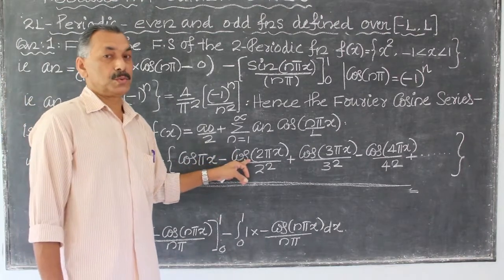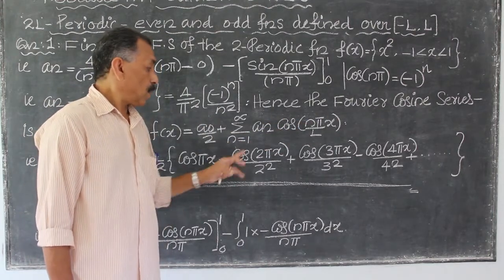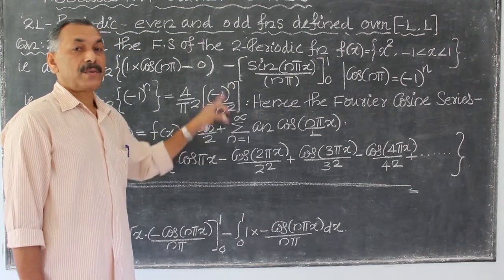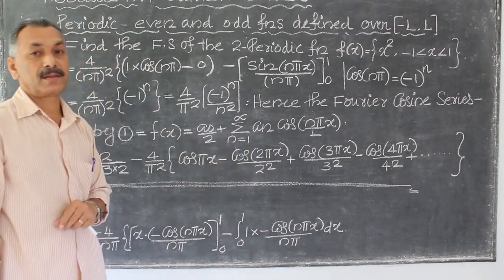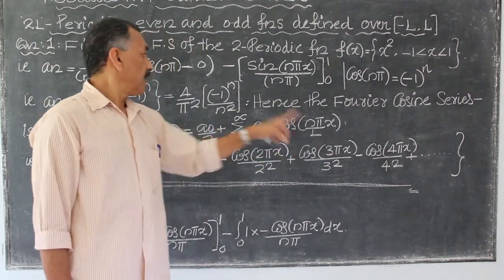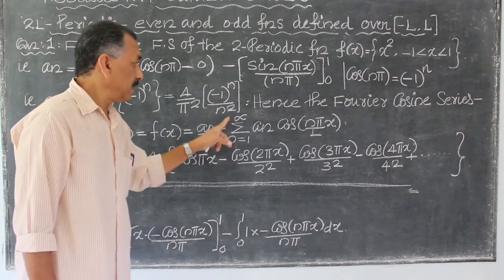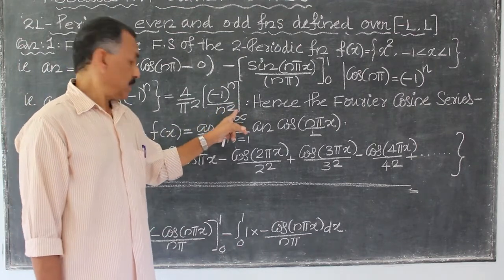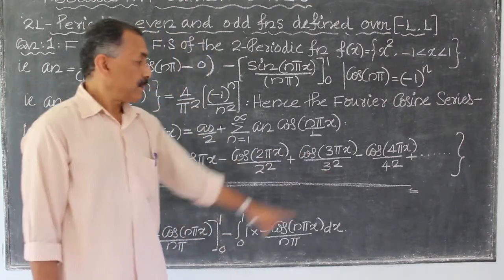Then n is equal to 2. When n is equal to 2, a2 cos 2πx. What is a2? a2 is equal to minus 1 square divided by 2 square, which is minus 1 by 2 square. Taking that minus outside, it is cos 2πx by 2 square. n is equal to 3: a3 cos 3πx. What is a3? Minus 1 raised to 3, divided by 3 square. Taking the minus outside, it becomes plus cos 3πx by 3 square.